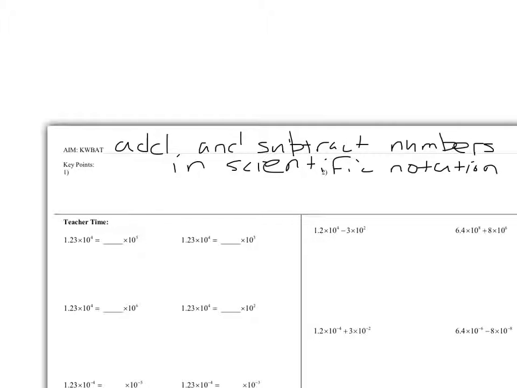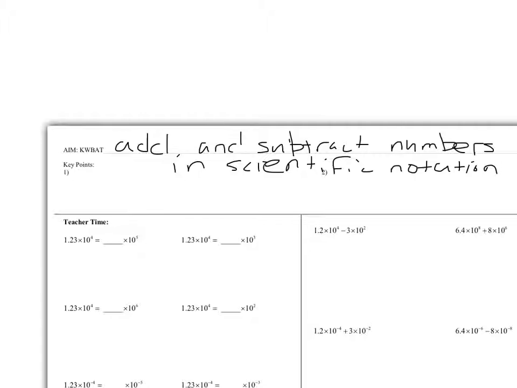Okay, scholars will be able to add and subtract numbers in scientific notation. So we talked about multiplying and dividing the other day. One thing that we know about this is that there is a big difference between how we add and subtract numbers that have decimals in them and how we multiply and divide them.